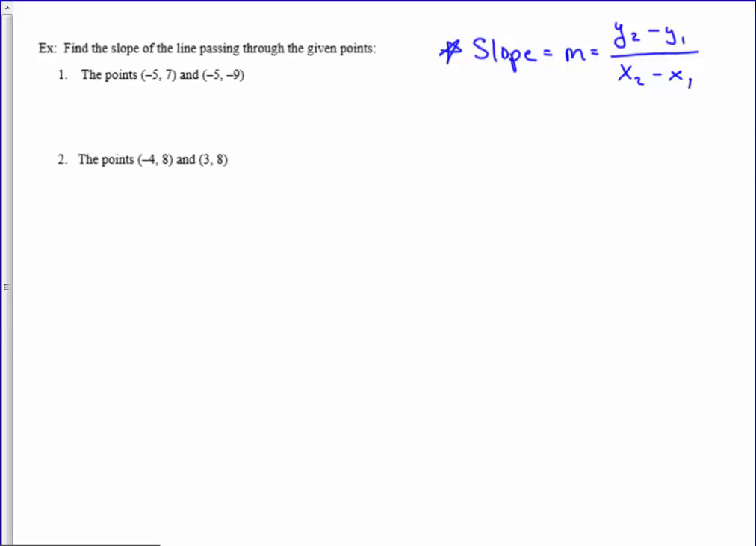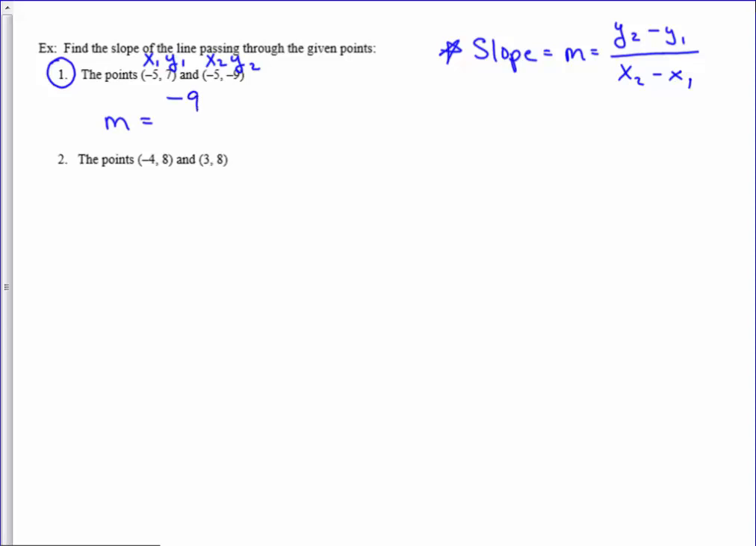Now, to be able to use this formula, the first thing I'd like to do is label the points that they have given us. I will find the slope between two separate sets of points here. In the first part, I would label my x1 as the -5, the y1 as the 7, x2 as the -5, and the y2 as the -9. The ones and the twos that are subscripts on my x's and y's are only keeping track of which point I'm located at. So in this example, we'll have m equals y2 is -9.